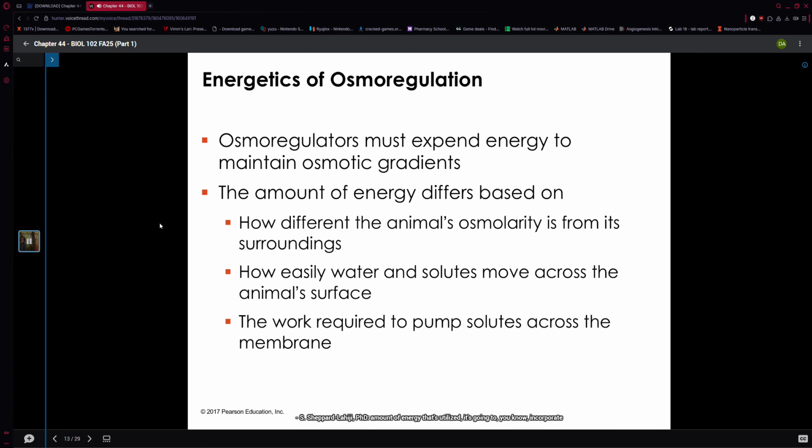When it comes to the amount of energy that's utilized, it's going to incorporate several factors of which your book outlines. So the amount of energy is going to vary based on the osmolarity that the animal has relative to its surroundings, meaning how much work needs to be done in order to maintain the solute concentration within that organism, or just how easily water or solutes can move across the animal surface. Depending on cell types and cell membrane permeability, they can vary. And another factor can be the work that's required to pump. So when we use that term pump, we're talking about active transport, solutes across the membrane.